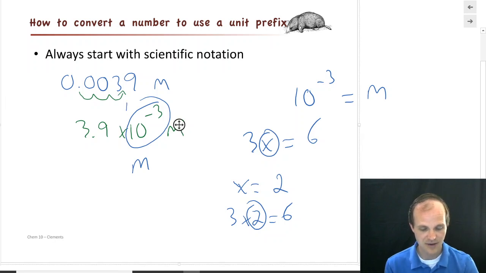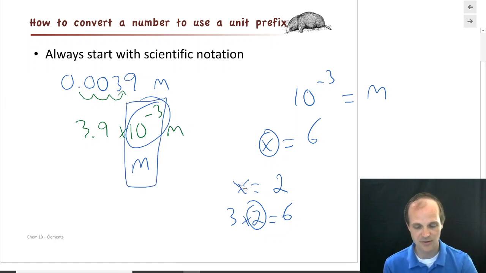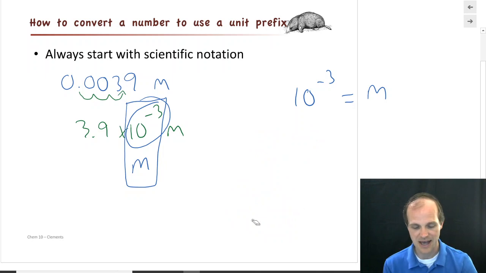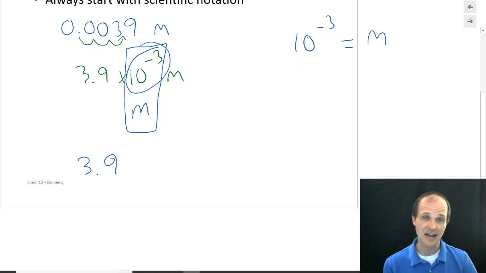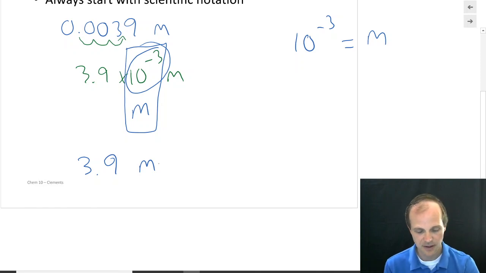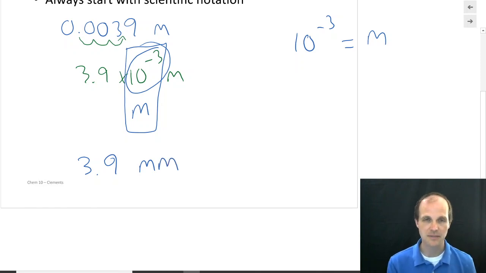Here, I can write 10 to the minus third or I can write milli and it's the exact same way of writing it. And so I can just substitute that in. Instead of writing 10 to the minus third, I'm going to write milli. I said meters just a second ago. I meant milli. And I've got 3.9 millimeters.